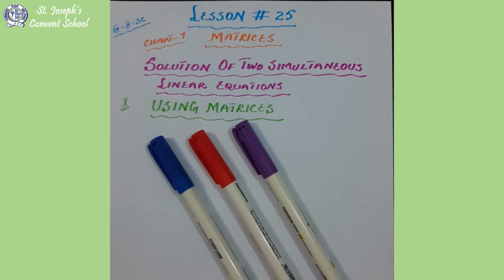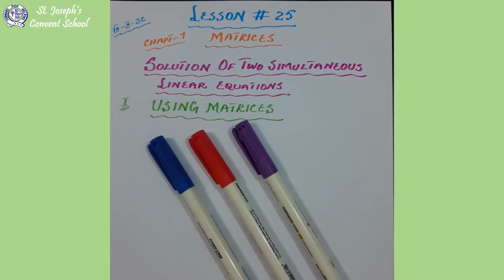Now, this is the last topic of this chapter number 7. It is the solution of two simultaneous linear equations. You must have done simultaneous linear equations before also, but this time we will find the solution set using matrices. Okay, matrix method. Whatever equations are given to you, we will change them into matrix form and then find the answer, the solution set.